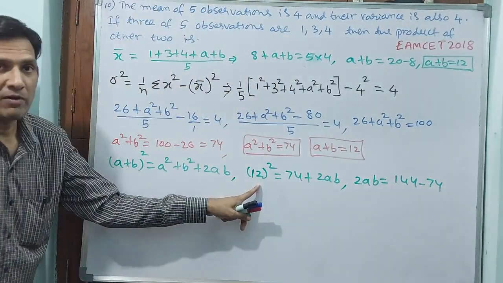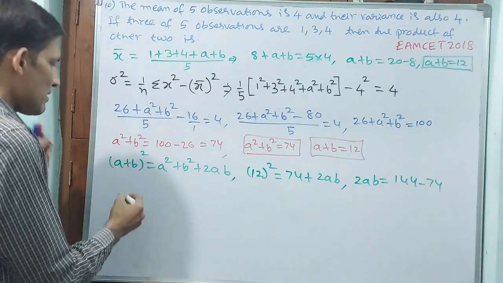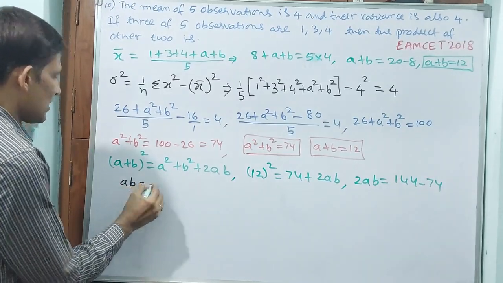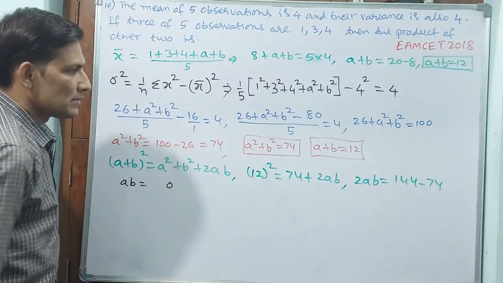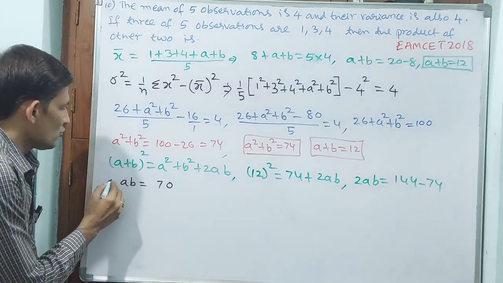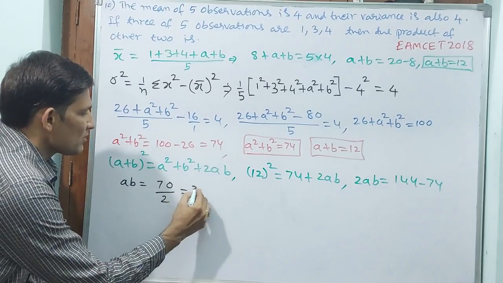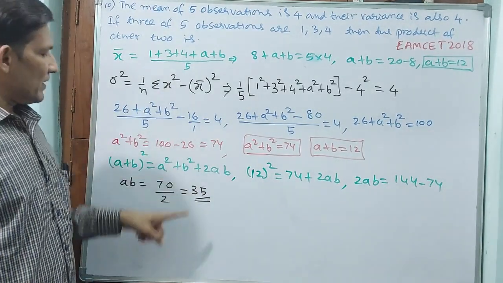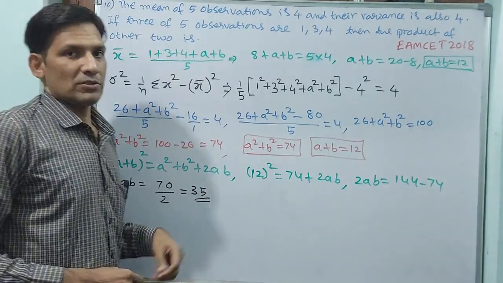Why? Because the total square is 144. 144 minus 74 is 70. See, this is 2AB. AB is equal to 70 by 2, that is equal to 35. That means the product of the other two, A into B, is 35. Let us go for the next question.